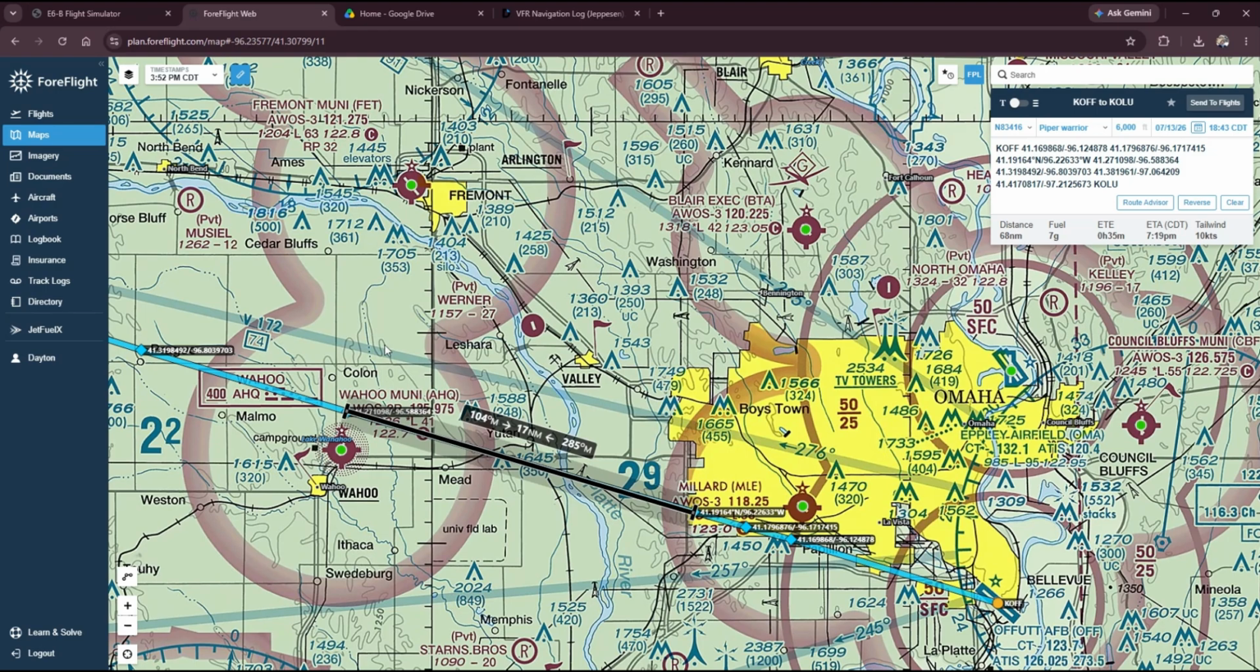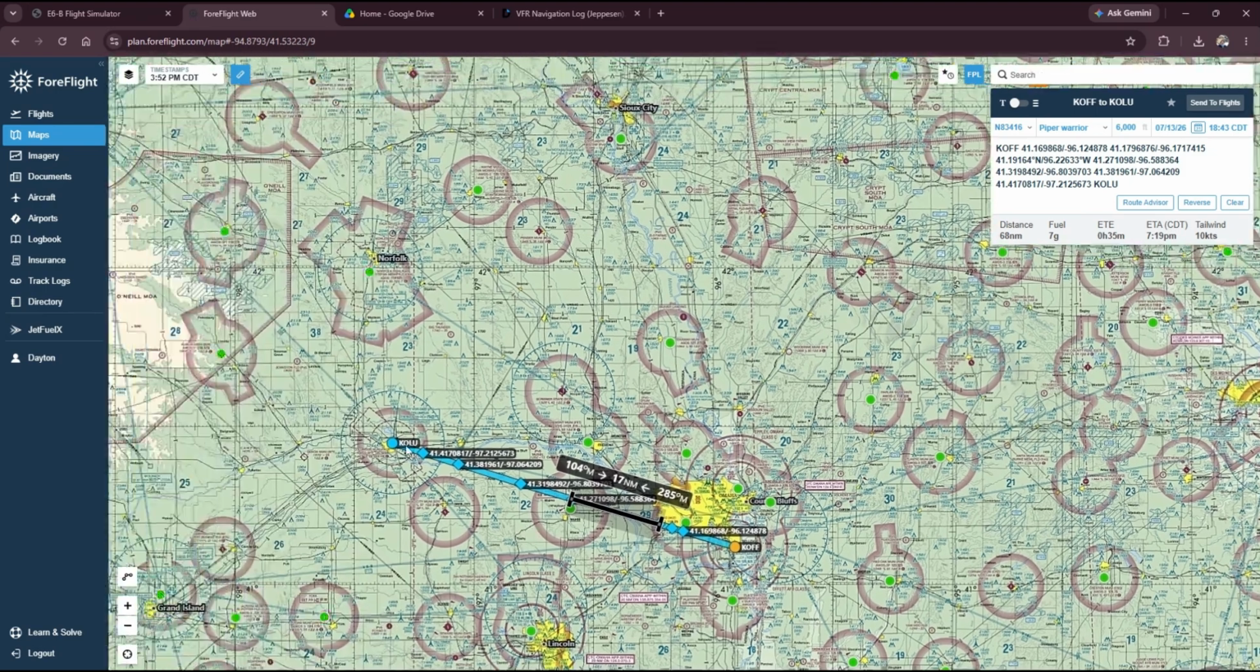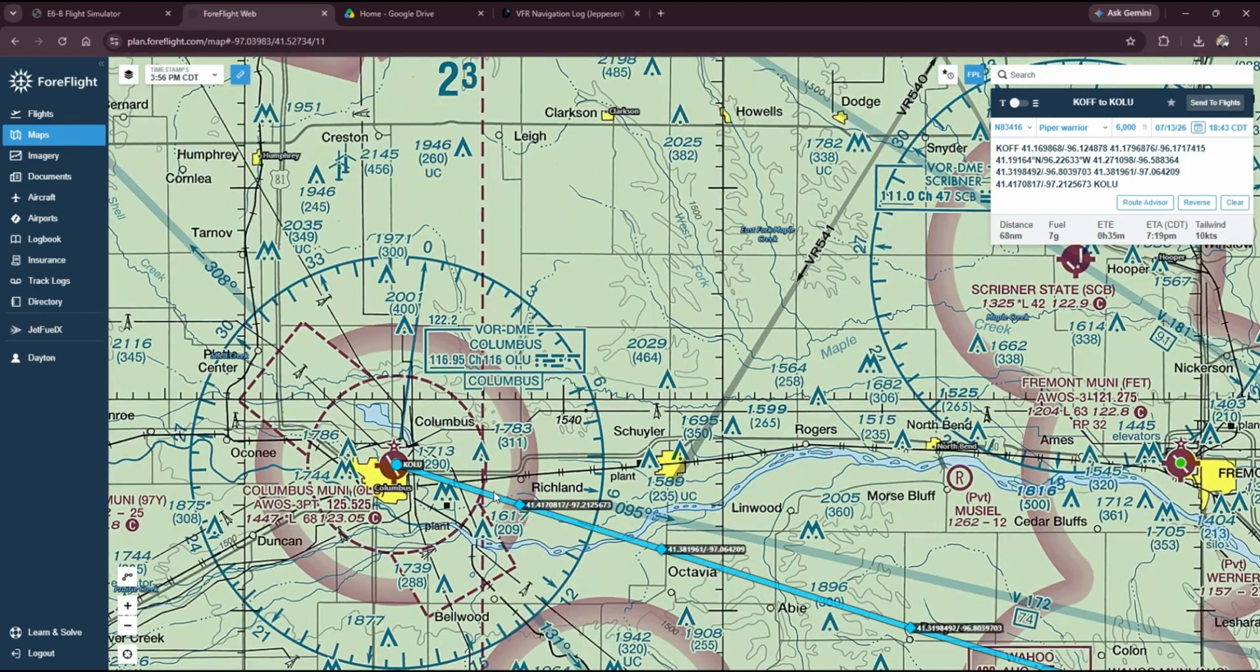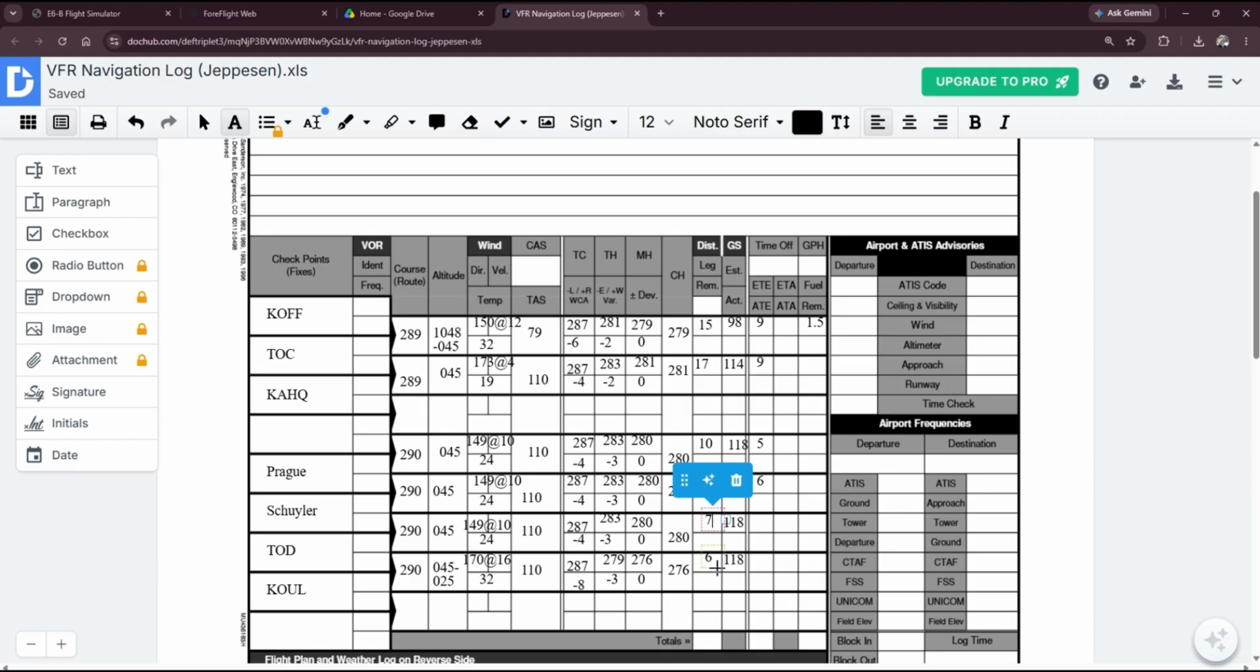So I go over here to ForeFlight, and I've already marked it out here. So here's 6 miles, but then I need to get the distance between my top of descent and Schuyler, which is 7 miles. So I've already marked that in here, 6, 7, and 6, at 118. So now I can calculate how long that's going to take me.